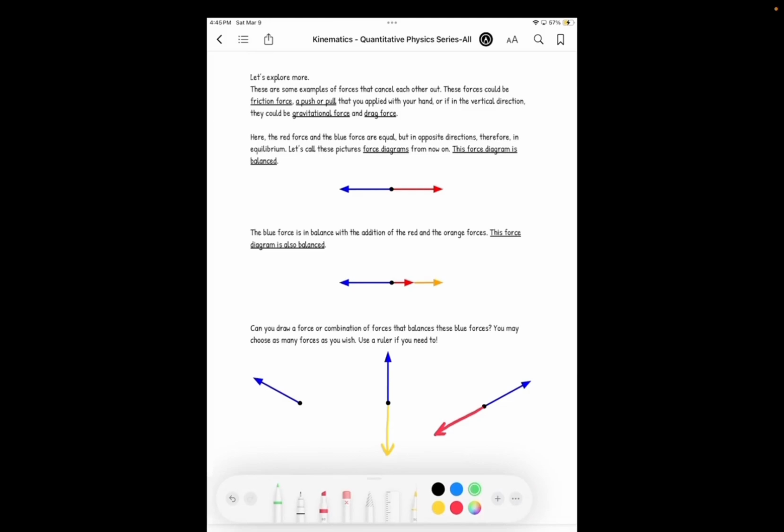Okay, so let's say you have a green force. Oh, very good. So that's a green force. And then you want to add what color? Red. Okay. And then we just have to guess. It doesn't have to be exact. You can actually use a ruler. That's pretty good. I would agree with this. Very good. Awesome.